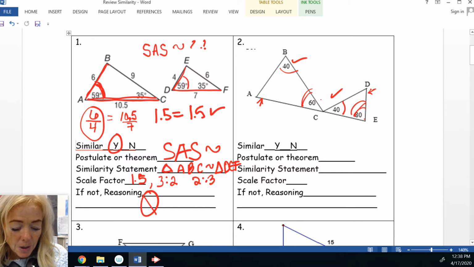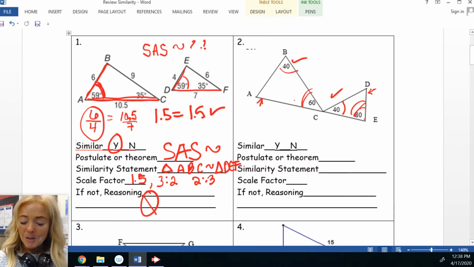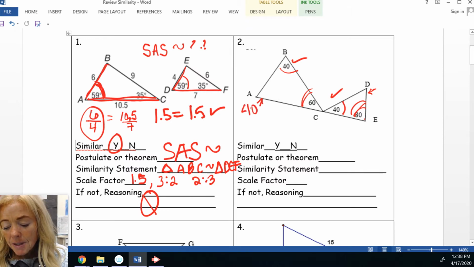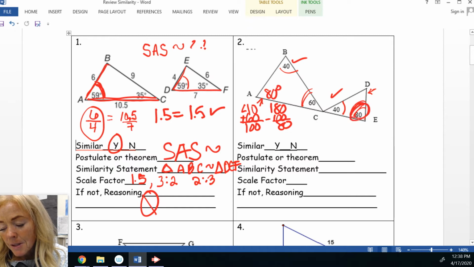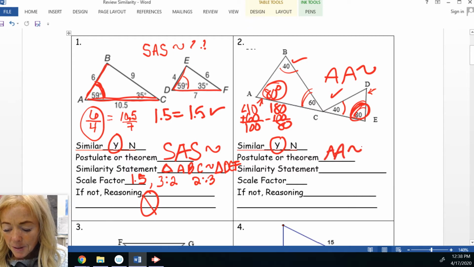And just because we don't know one of the angles doesn't mean it's the same angle we don't know. This one that we don't know could be 80 degrees, and the other one that we don't know could be 60. So if I take 40 plus 60, I get 100. And if I take 180 and subtract 100, I get 80. So indeed, that angle is 80, which is the same as this angle. So I have two angles that are congruent, and because two angles are congruent, the triangles are similar. So yes, they're similar by angle similarity.